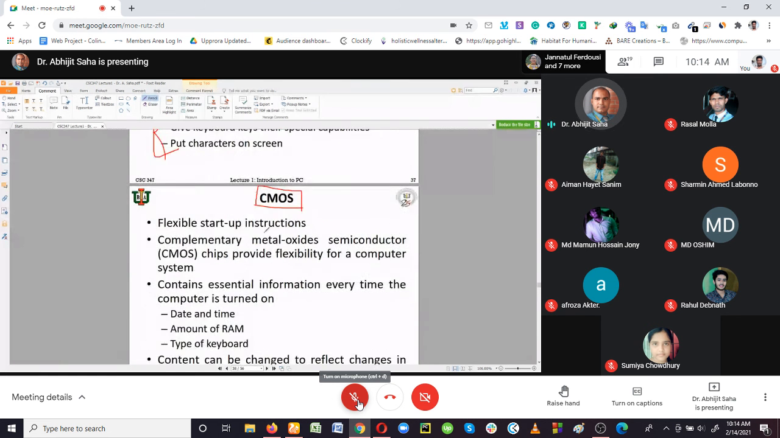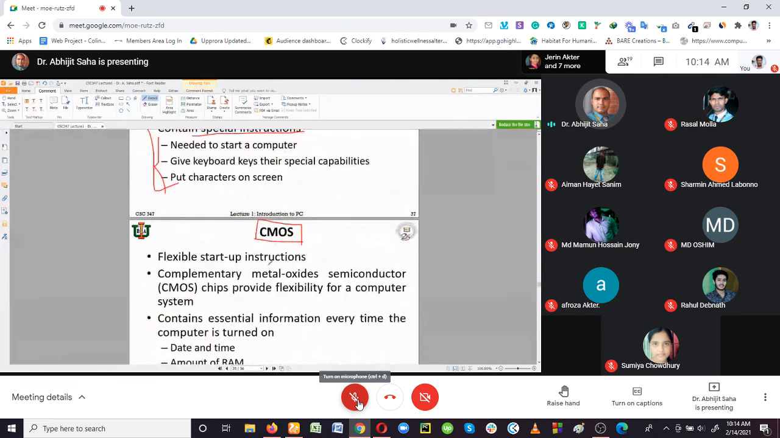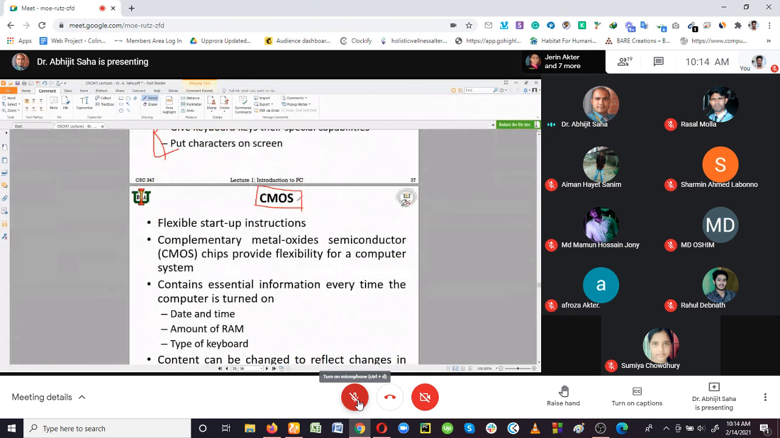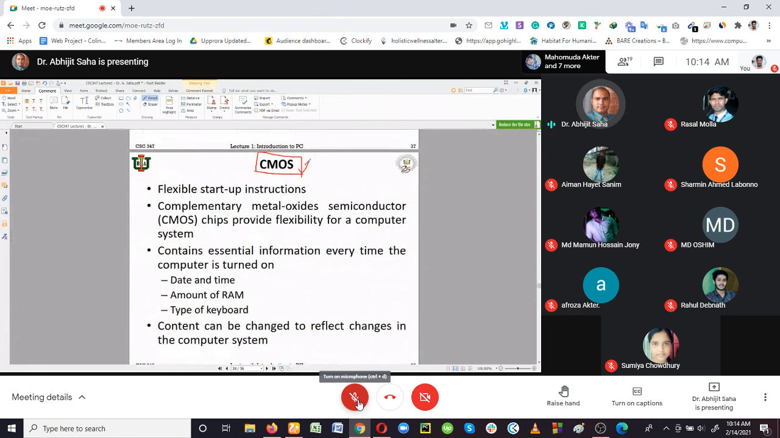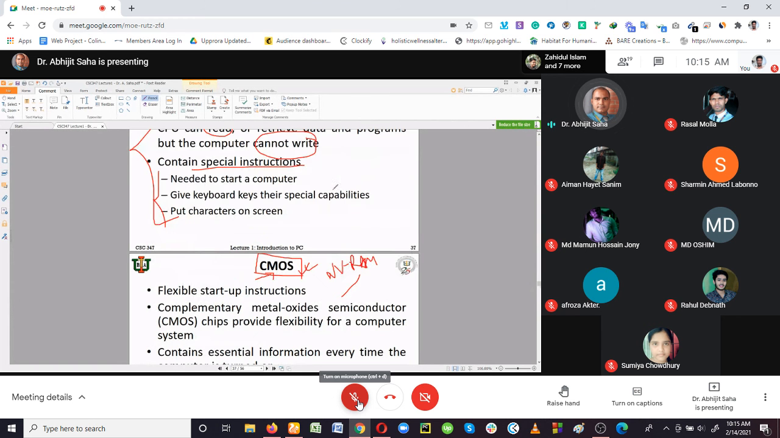And how about the CMOS? CMOS is also firmware like the ROM, and CMOS is also non-volatile. How is it non-volatile? It is a kind of RAM, but it is called NVRAM, which we have discussed. The non-volatile RAM, because a CMOS battery provides non-stop battery power to the CMOS. That's why it is a non-volatile memory. So that can be compared with the RAM: the RAM is volatile memory, but the CMOS is non-volatile memory.